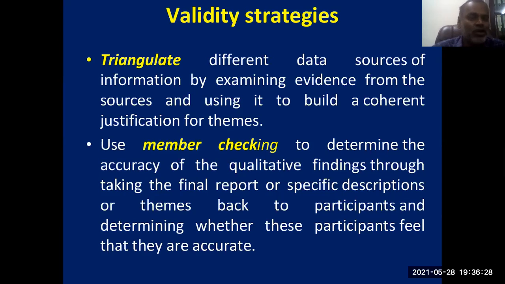So how do we establish validity? What are all the strategies we need to apply in our qualitative study? There are many strategies to validate our data. The first and foremost validation strategy is triangulation. Triangulate different data sources of information by examining evidence from the sources and use it to build a coherent justification for your themes. So you are collecting your data from the same source, but using different mechanisms, different tools.